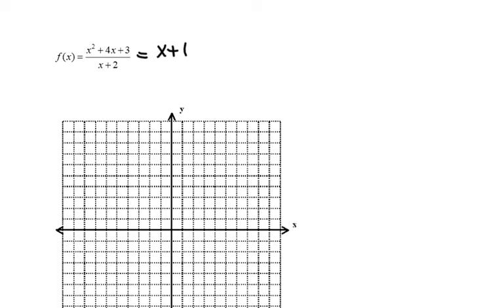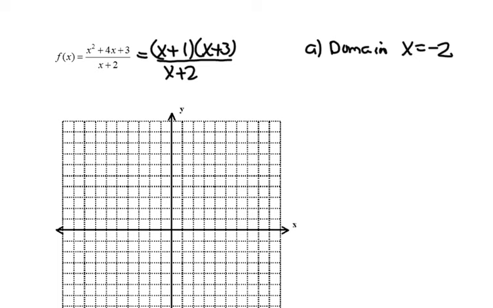So the numerator is x plus 1 times x plus 3, and the denominator I can't factor any further. Immediately you know there are no holes, because there are no common factors that are going to divide out. Let's start with the domain. x cannot equal -2. So in interval notation, I can write all real numbers except -2.